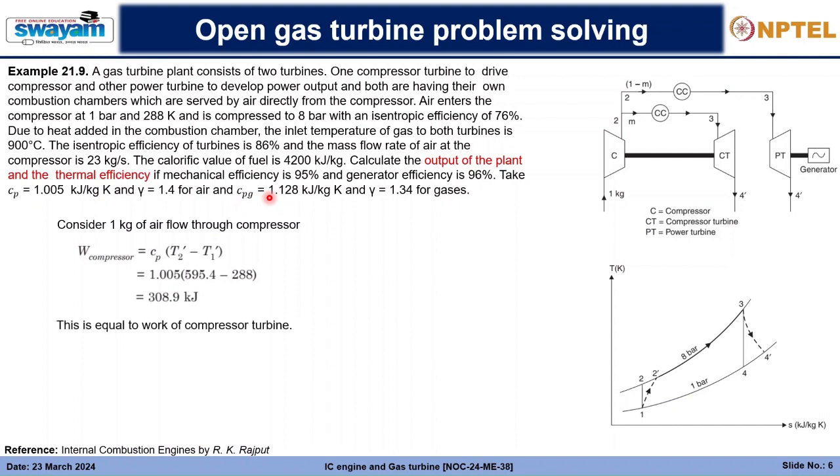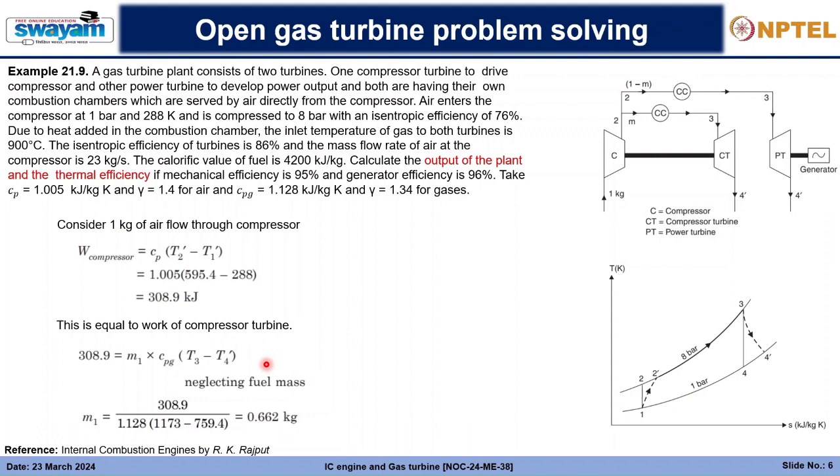This work will be equal to the work of the compressor turbine, which will be somewhat like m1 into CPG, the specific heat of the gas, into the temperature difference T3 minus T4 dash. We are neglecting the fuel mass. If the air fuel ratio is around something like 90:1, the fuel is quite small compared to m1, and we can neglect it if not given in the question. Then m1 will amount to 0.662 kg.